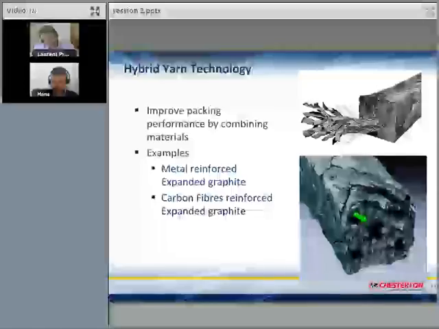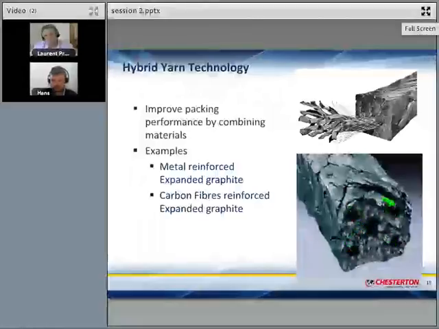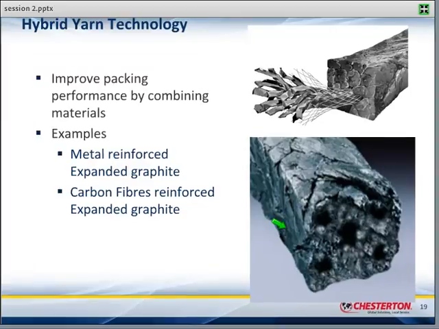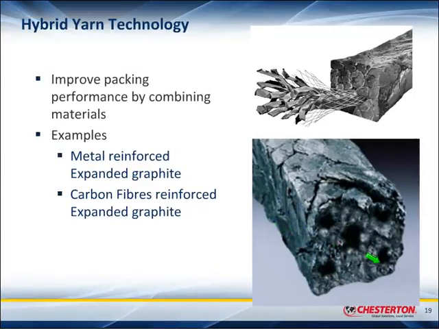And the other example is where we take an expanded graphite yarn and we reinforce the packing with carbon yarns. So in this case you can see that there are some spots here that are a little bit darker. That's where the carbon yarns are located to improve the pressure resistance of the packing.